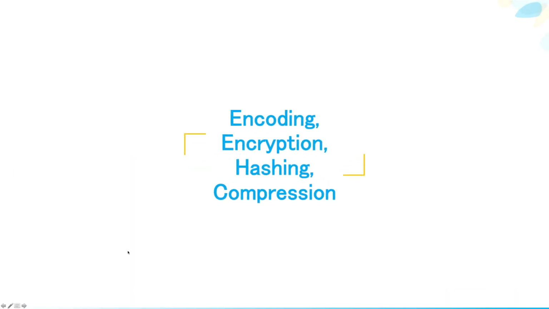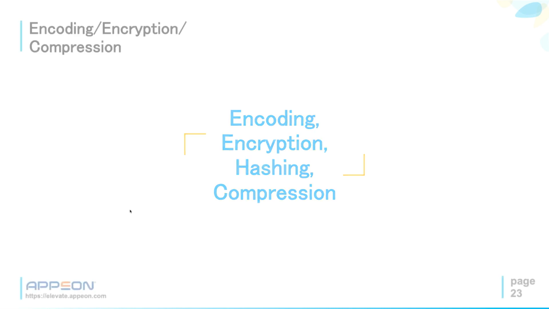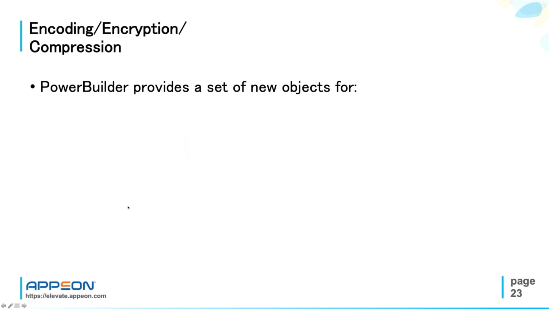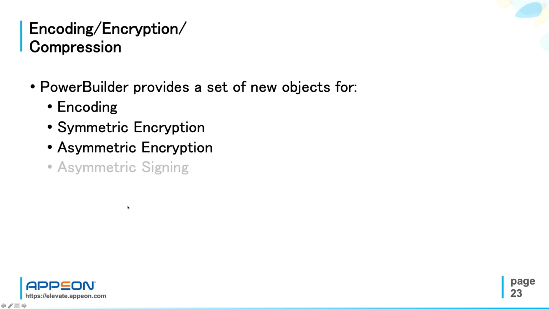Next is a set of utilities for encoding, encryption, hashing, and compression. So PowerBuilder provides a set of new objects for encoding the data, for performing symmetric encryption, asymmetric encryption, asymmetric signing, and hashing, and finally compression.